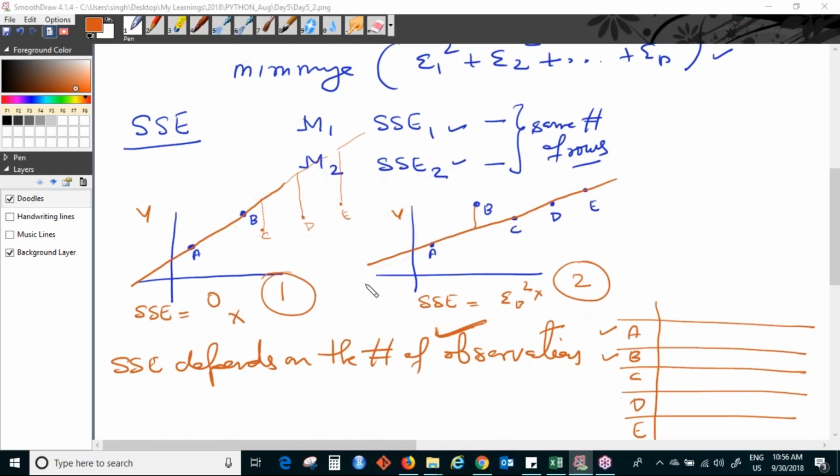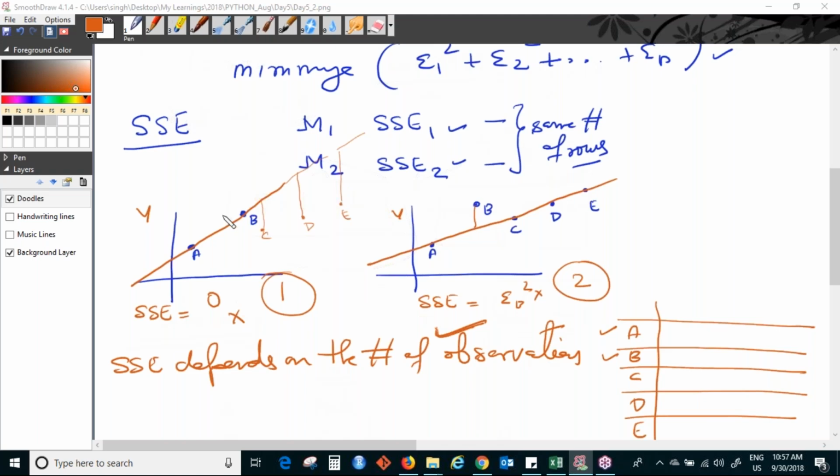Okay, so this is one major drawback of using SSE to compare models. This is why we do not use sum of squared error to compare two models, because what if the models are predicting on different number of rows? We don't know, right? The models might be predicting on different number of rows, or they might be predicting on the same number of rows but on different rows.